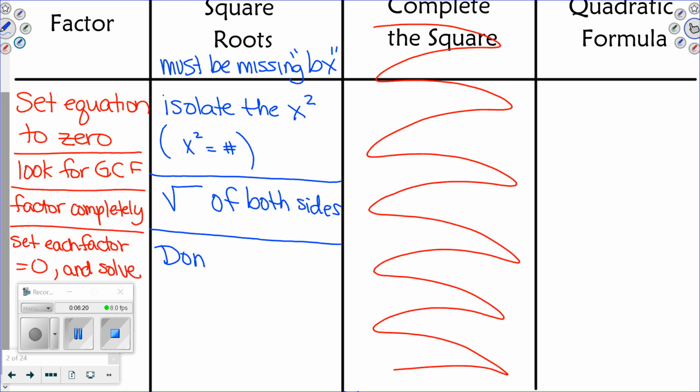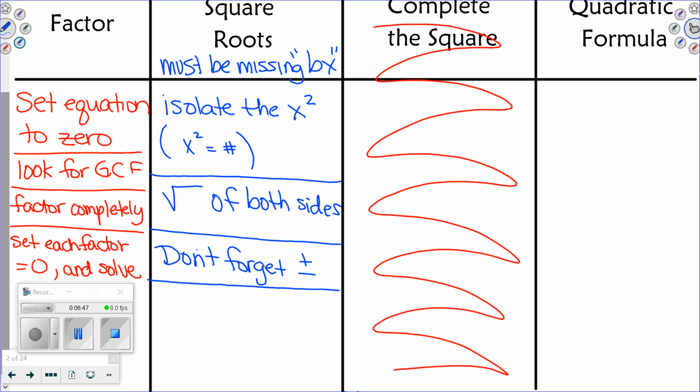And then the part everyone always messes up on, don't forget the plus minus. Because when I take a square root of a number, do I get one answer or two? I get two. What's the square root of 25? Positive 5 or negative 5. Because 5 times 5 is 25, but negative 5 times negative 5 is also 25. So you actually get two answers when you take the square root of something.